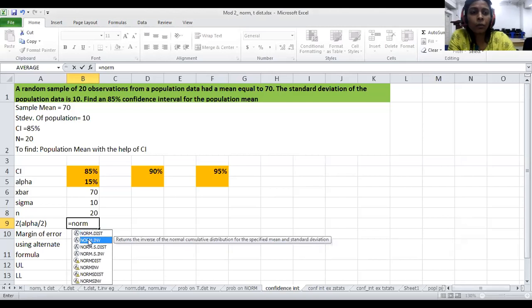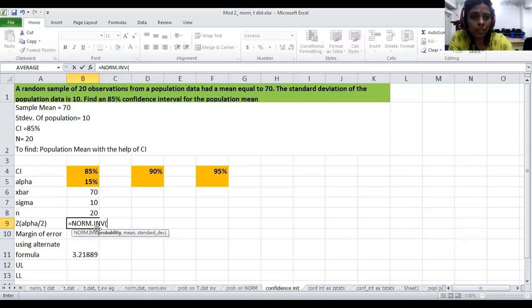So we are interested in finding out the X value. We know what the confidence level is, 85%. We know what our alpha value is. So we will not be using norm.dist, because when the X value is given to us, we make use of it to calculate the probability area alpha. But here it is just the opposite. Therefore, I'm using norm.inv. I hope this is clear why we're using norm.inv.